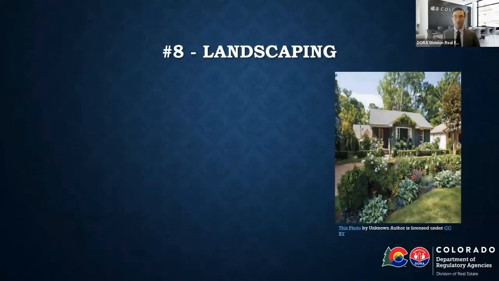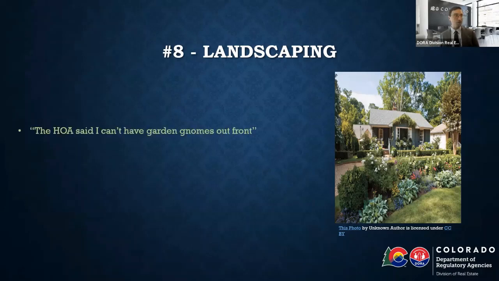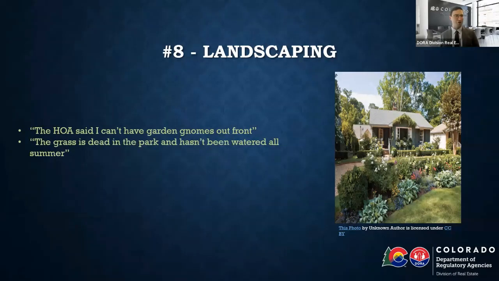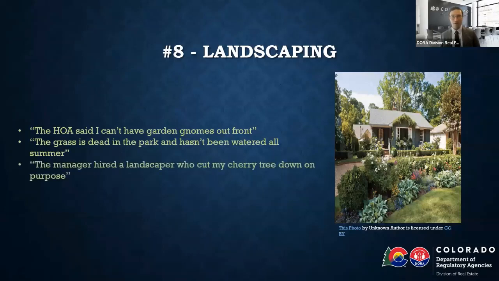Number 8, we got landscaping. In regards to landscaping, it's important to remember landscaping changes should be made in accordance with the standards and procedures laid out in the declaration, and that any changes or decisions made on applications should not be made arbitrarily or capriciously. Examples might include: the HOA said I can't have garden gnomes out front. The grass is dead in the park and hasn't been watered all summer. And the manager hired a landscaper who cut my cherry tree down on purpose. So these are some examples of what we might see here in the HOA office that we would make the determination to file under landscaping.